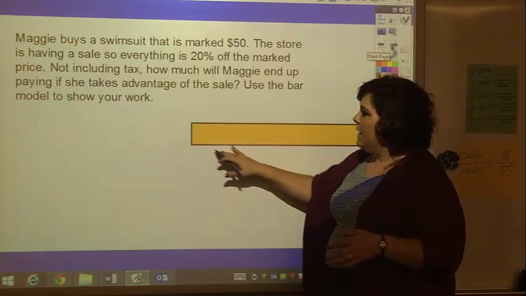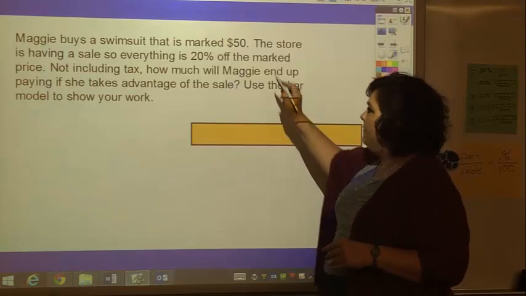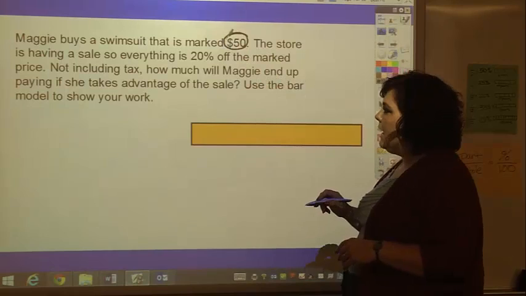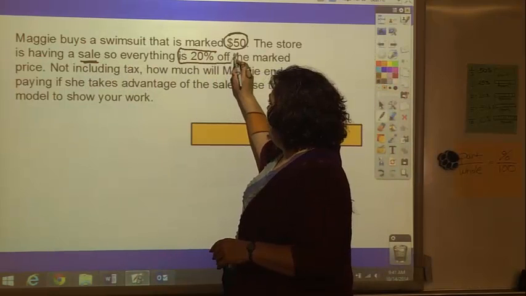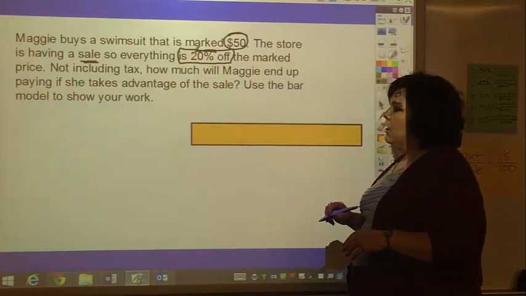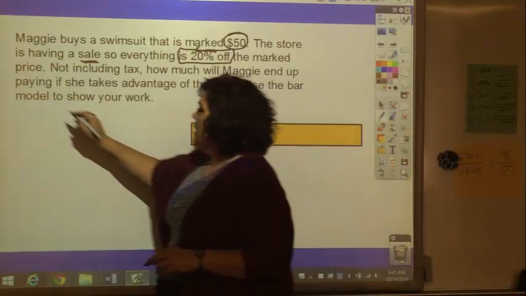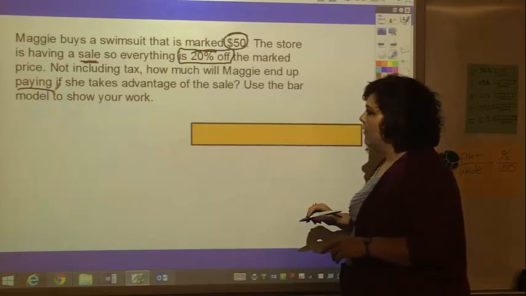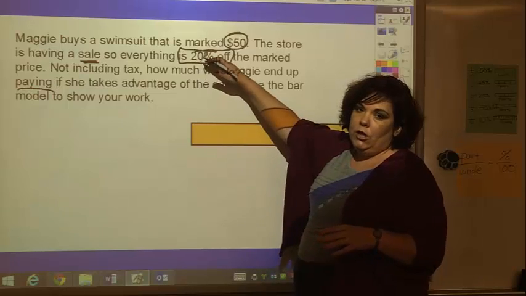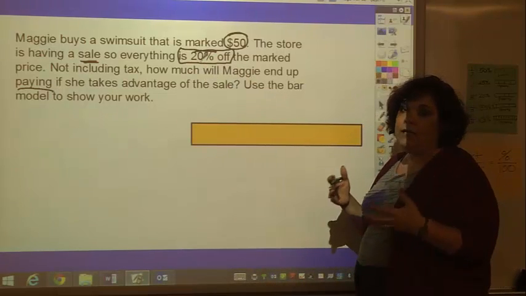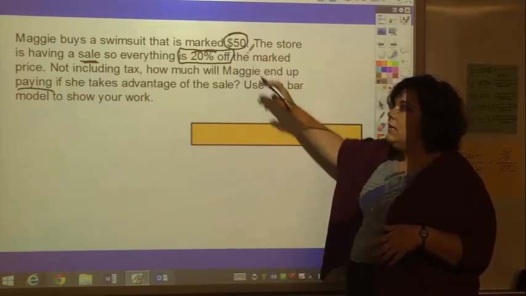Okay, this was one that had a percent bar model. Let's read the question. Maggie buys a swimsuit that is marked $50. The store is having a sale, so everything is 20% off the marked price. Not including tax, how much will Maggie end up paying if she takes advantage of the sale? Use the percent bar model. Okay, so she's going to take some off. So if you get a discount on something, what you're going to pay is going to be less than the amount that it is.